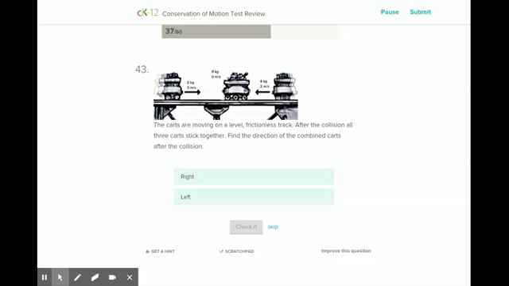The cars are moving on a level road like the graph shown above. After collision, all three cars stick together. Find the direction of the combined cars after collision. Alrighty, so the middle car is not moving. And then going to the left, the momentum is 4 times 2, which is 8. Going to the right, the momentum is 6. So the left side has more momentum, so it should go to the left.